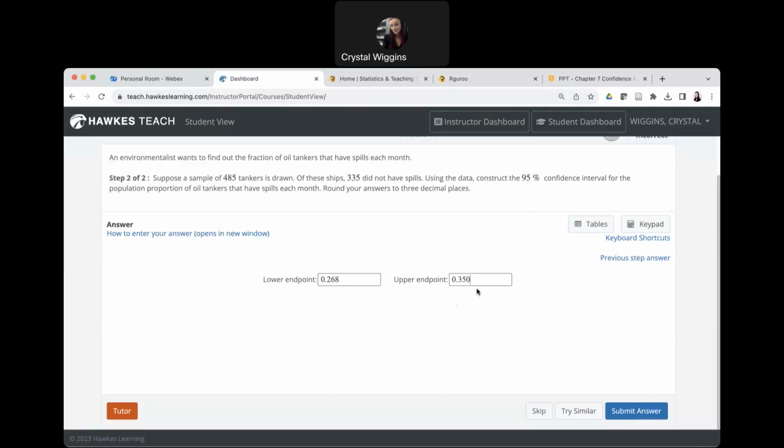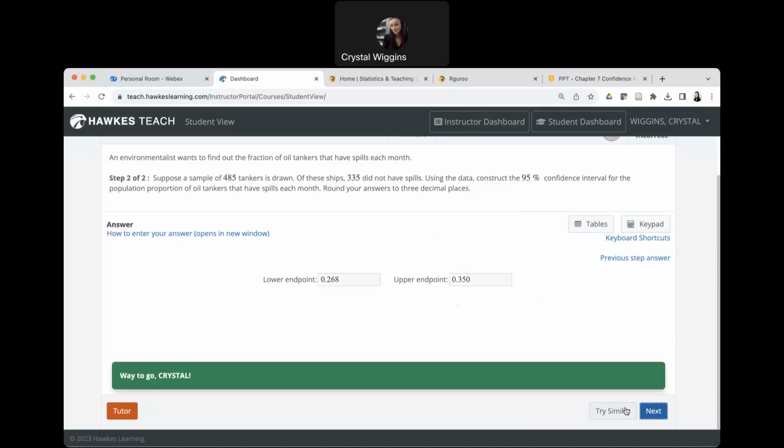Okay, so I'm saying that if I was to go out into the world and produce 100 different samples of tankers and calculate a p-hat, a sample proportion for each of the 100 samples, 95 of those sample proportions will fall within this range, but 5 of those sample proportions are likely to fall outside the range. That's what it means to be 95% confident.